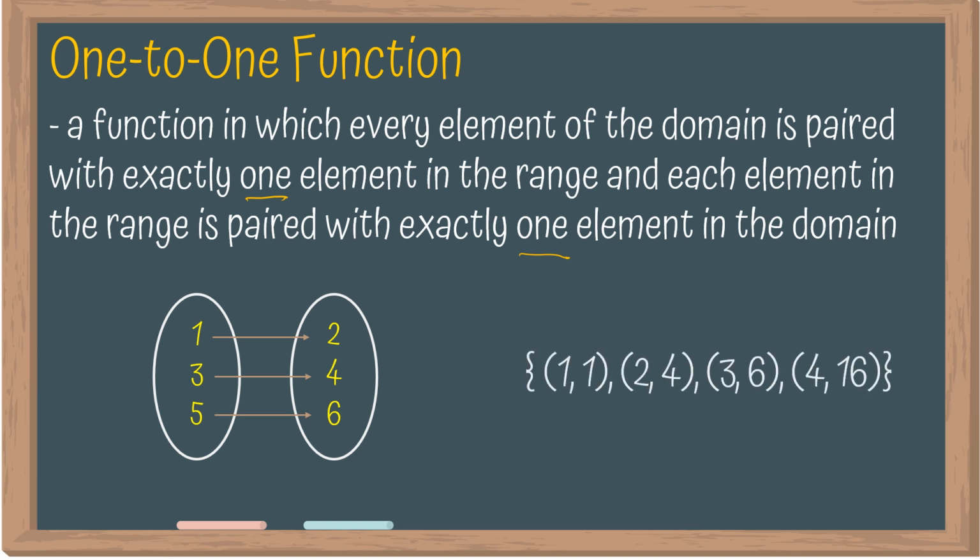Another example is this set of ordered pairs. So we have the points (1, 1), (2, 4), (3, 6), and (4, 16). Based on this, we can see that no element in the domain was repeated, like 1, 2, 3, and 4, making it a function. Now, if we're going to examine the elements of the range, we can see that no element is repeated, like we have 1, 4, 6, and 16, making it a one-to-one function.